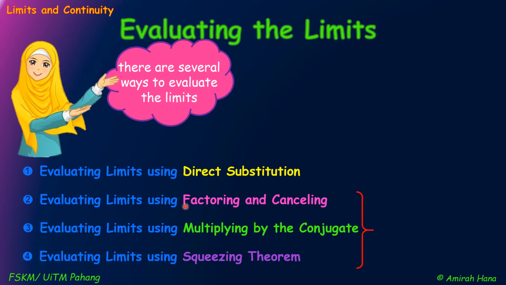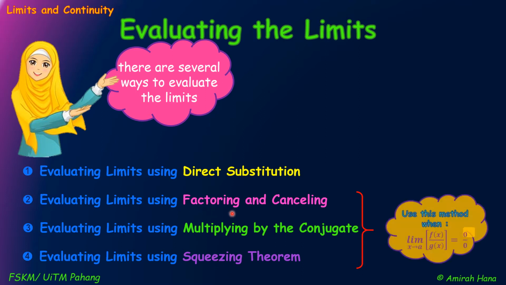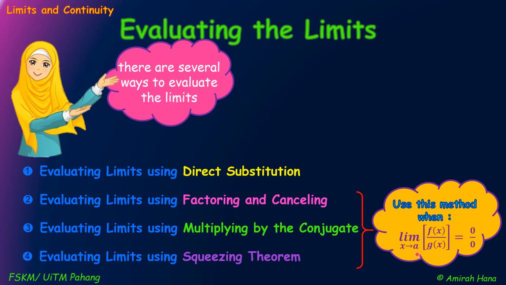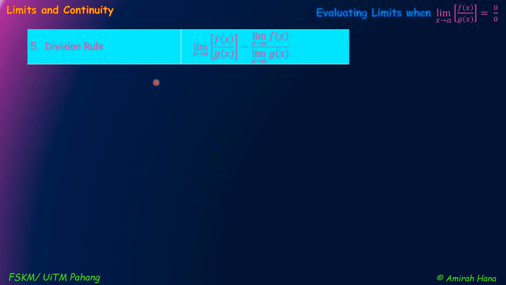We use this technique to evaluate a limit when the limit as x approaches a of f(x) over g(x) gives the answer 0 over 0. From the properties of limits, theorem number 5, the division rule, if we have the limit as x approaches a of f(x) over g(x), we can separate the division. So we can write it equals the limit as x approaches a of f(x) over the limit as x approaches a of g(x). We use this rule when the limit as x approaches a of g(x) is not equal to 0.